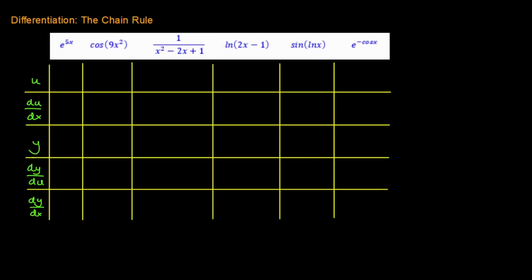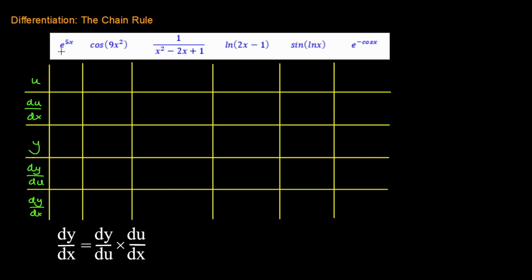Let's have a look at several examples of using the chain rule to differentiate compound functions. We've got a series of 6 compound functions there, and we have to differentiate them. I think the first thing to do is identify what u will be. u is going to be our substitution for the inner function.